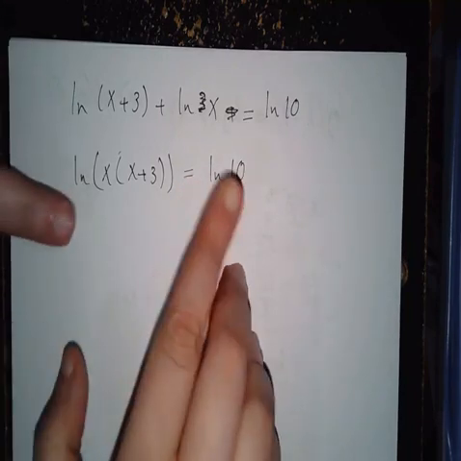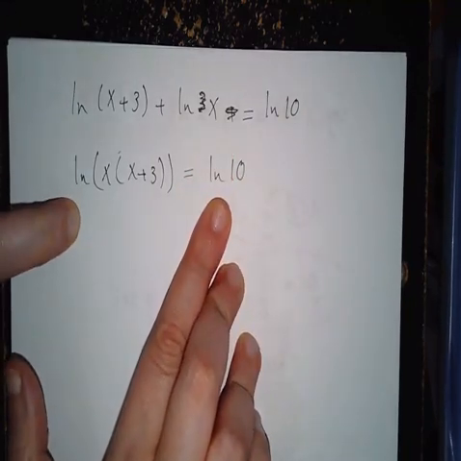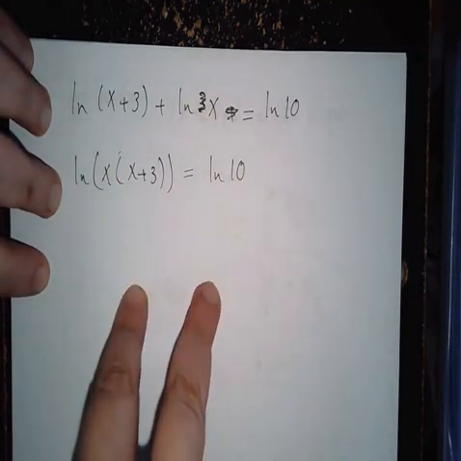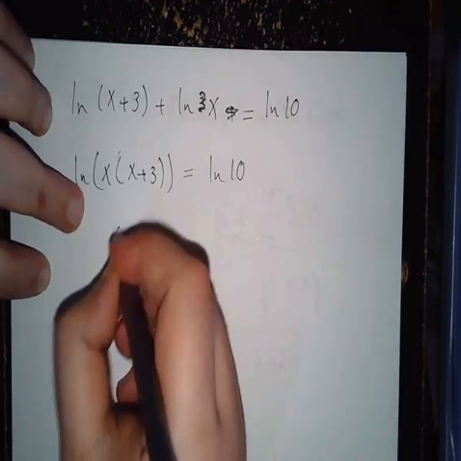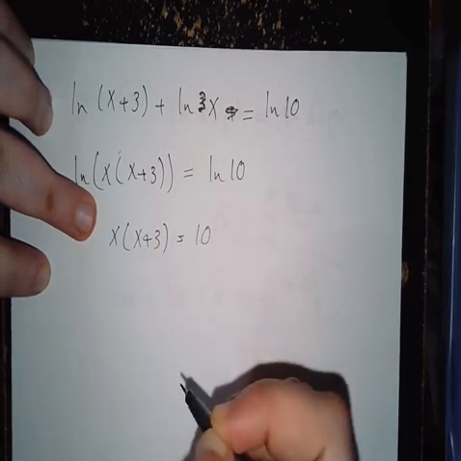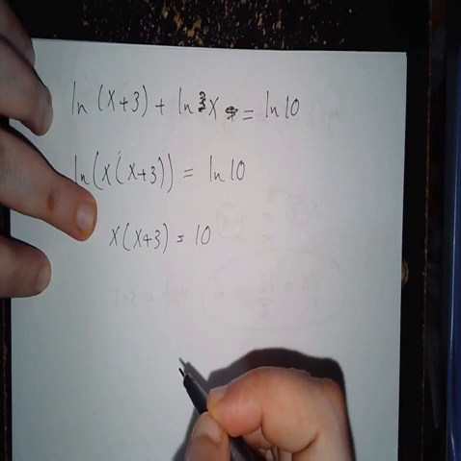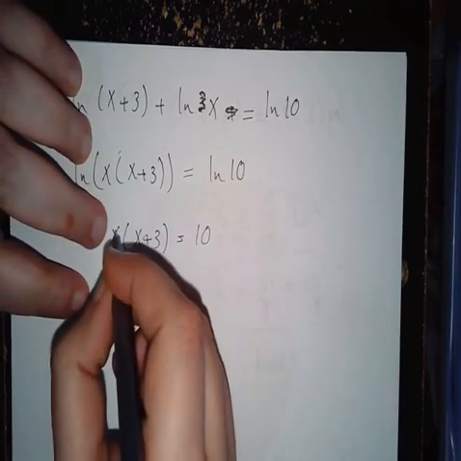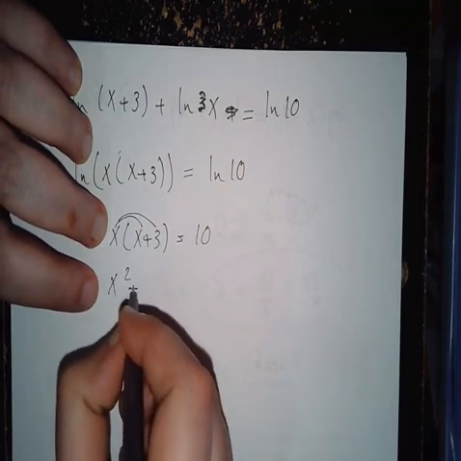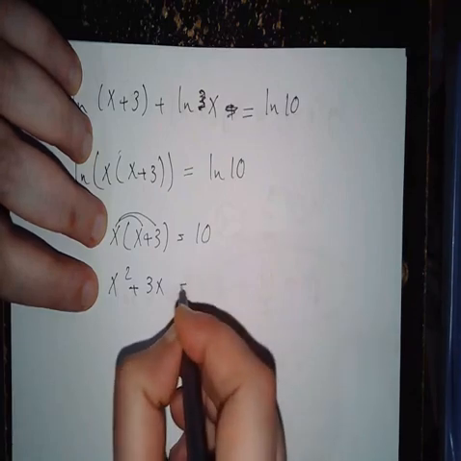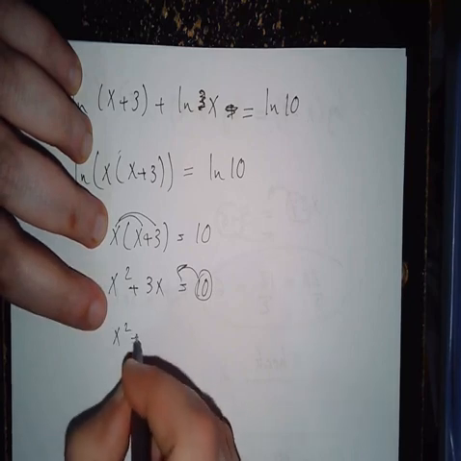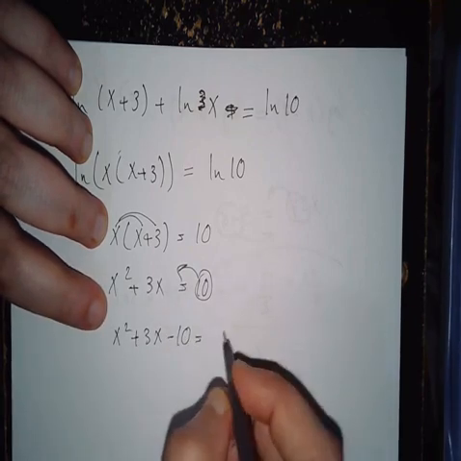Now, I have equality. One log on the other side. Both logs are identical. Same base, same everything. Just the inside is different. So I'm just going to grab the inside and set them equal to each other. We have x times x plus 3 equals 10. Yeah? Okay. Now, I'm going to multiply the x in. We get x squared plus 3x equals 10. And move this 10 in here. So that's x squared plus 3x minus 10 equals 0.